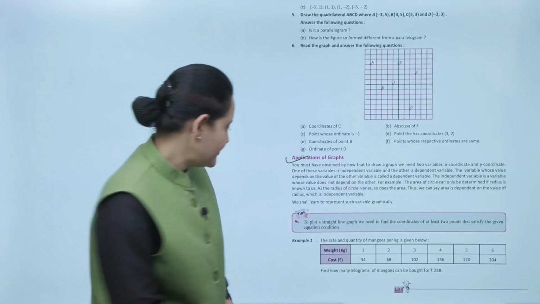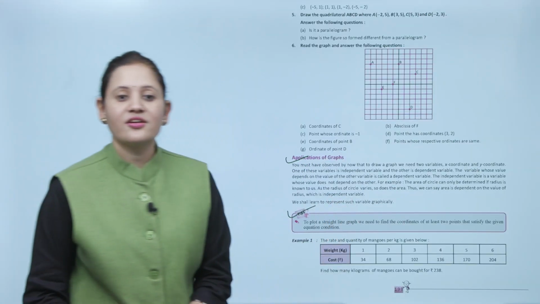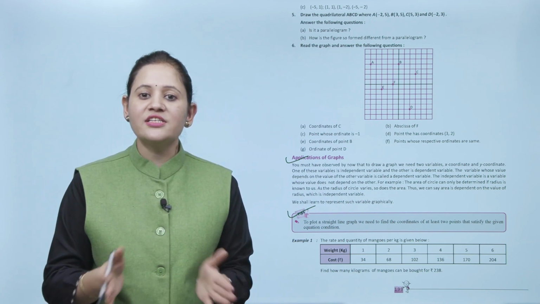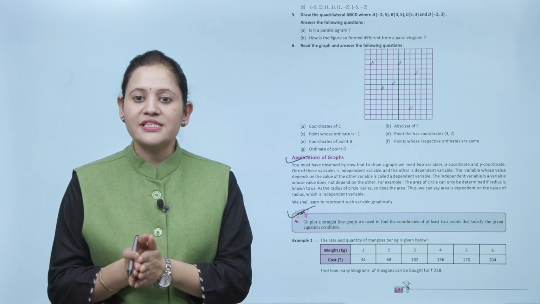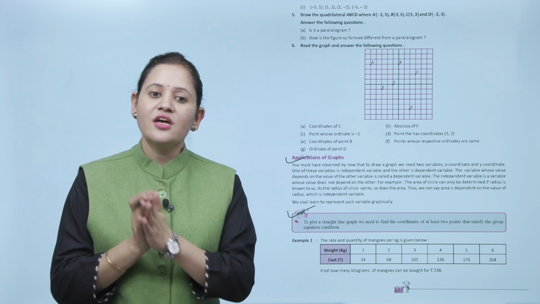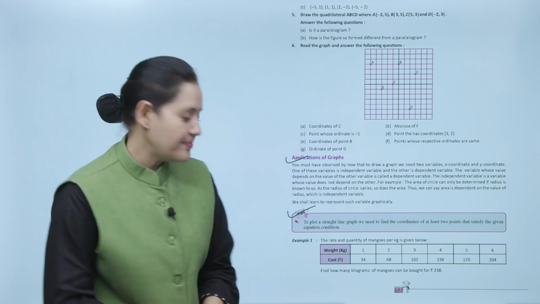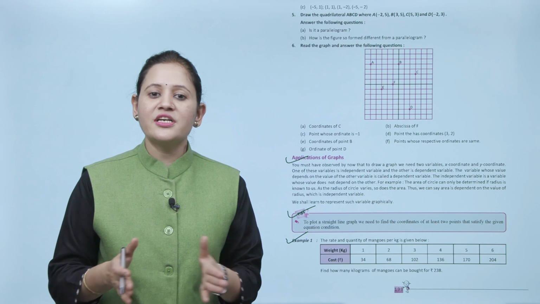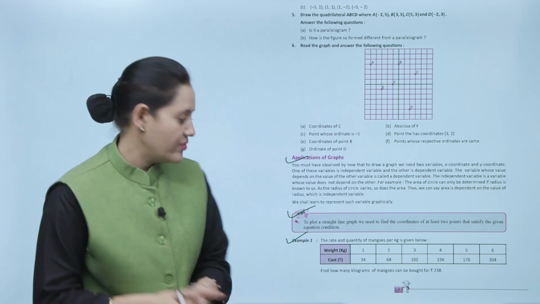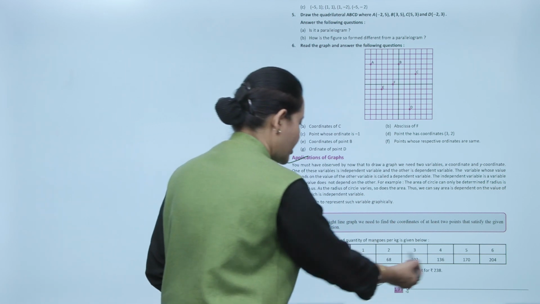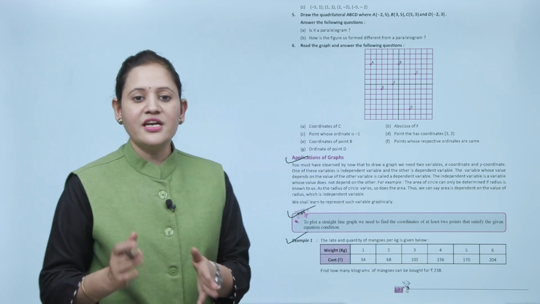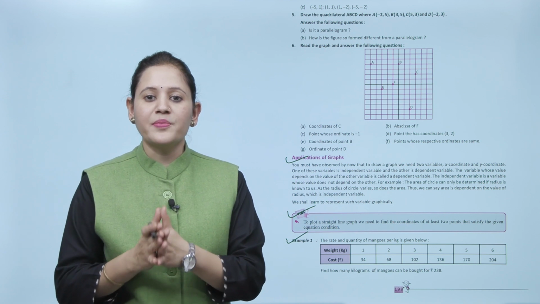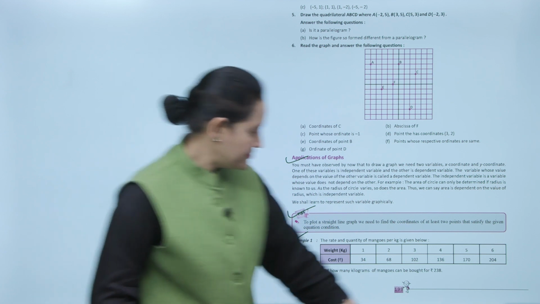Next, tips. To plot a straight line graph, we need to find the coordinates of at least 2 points that satisfy the given equation. Now, we will take an example. The rate and the quantity of mangoes per kg are given below. So here the weight and the cost are given. Find out how many kilograms of mangoes can be bought for rupees 238.